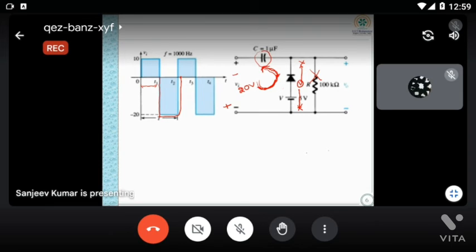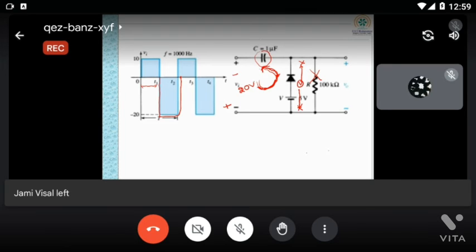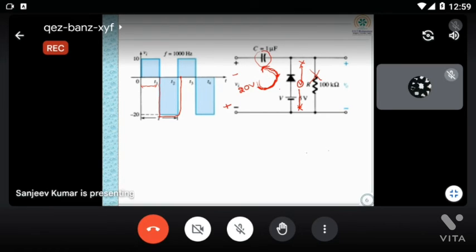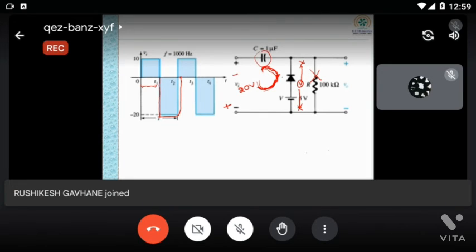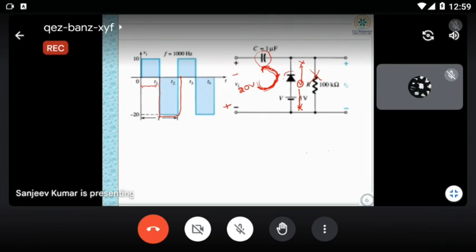So this branch should be arranged in such a way that the current flows in this region. Now how will it happen? When the diode is in the on condition. And the diode will be on when I am doing the reverse bias condition, because the diode orientation is in this direction.